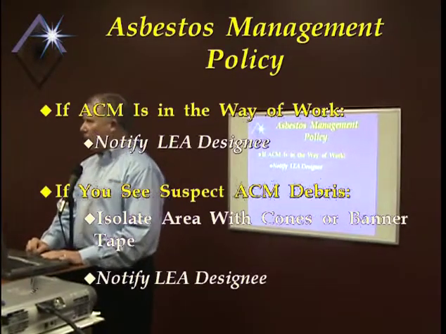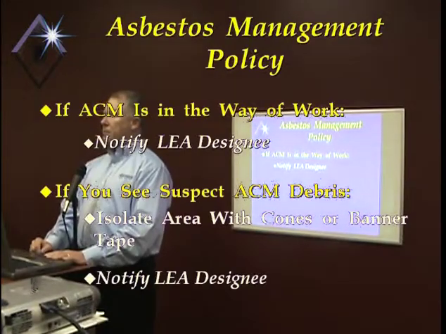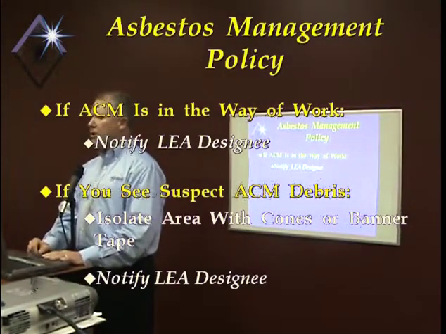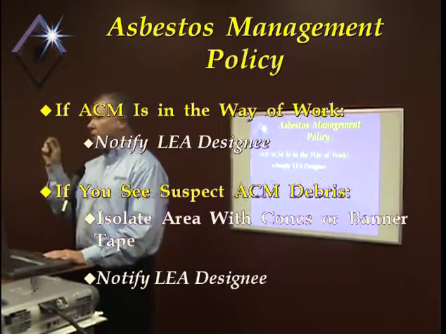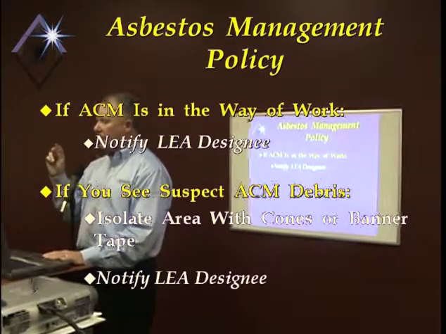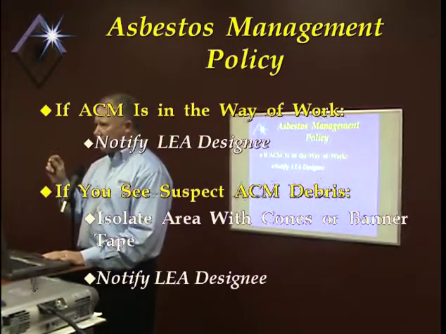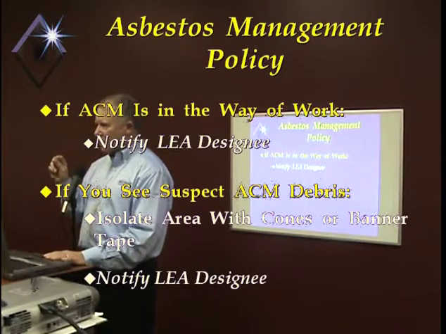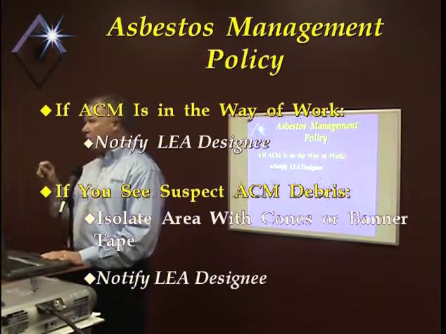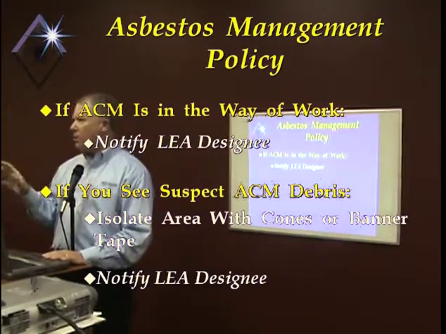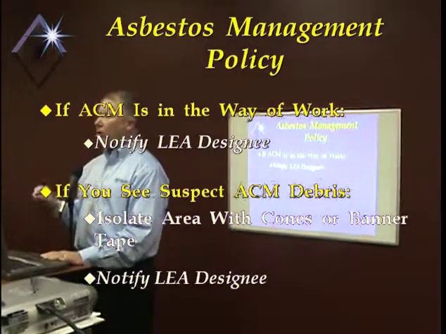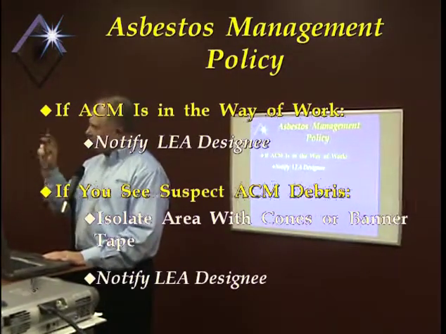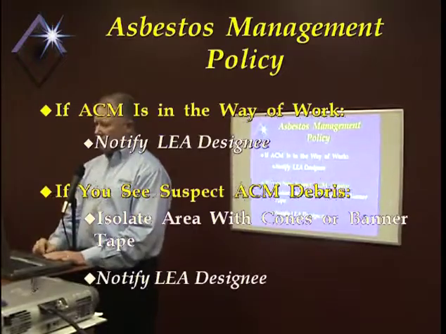If you have to do a job and you suspect that there is asbestos in the way of the job that you're going to do, don't do the job until you talk to your supervisor or the LEA designee. Find out if the task that you're doing is going to disturb asbestos. If it is, you can't do it. Somebody else has to do that work. But notify the person before you start the work, not after you start the work.